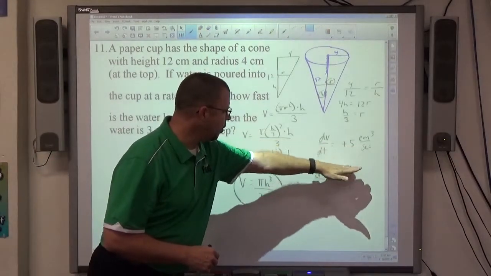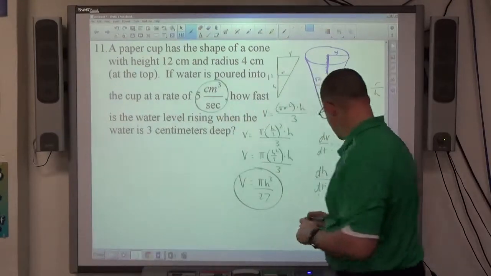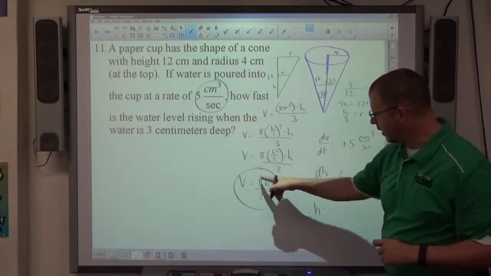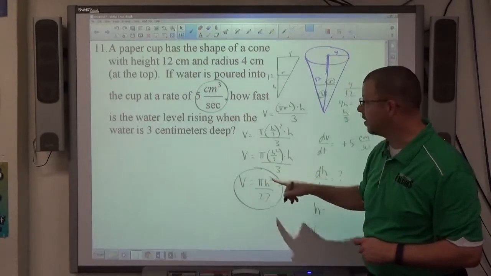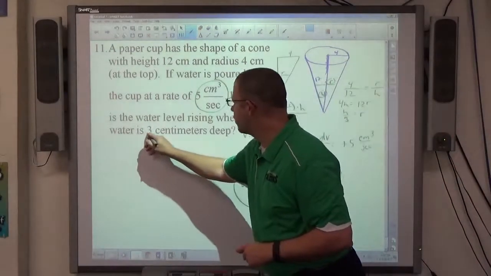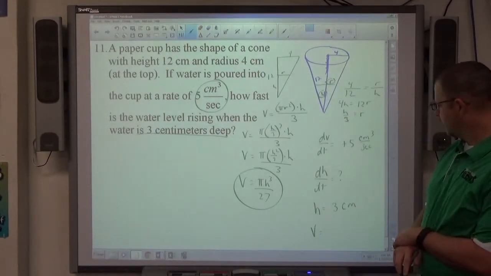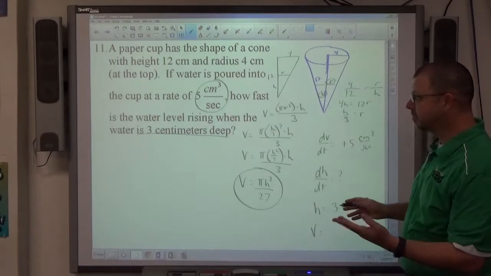I got my change in volume. I'm looking for change in height. I want my height equals and my volume equals. And if we look at differentiating this, that's going to go away. That's going to stick around. So the water is 3 centimeters deep. That's important to know. So at this point, I know everything I need to know. So I'm ready to go.